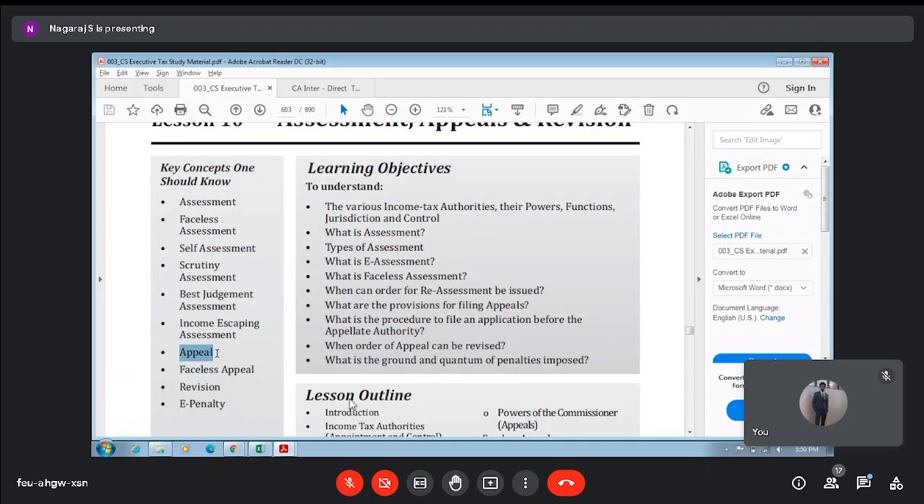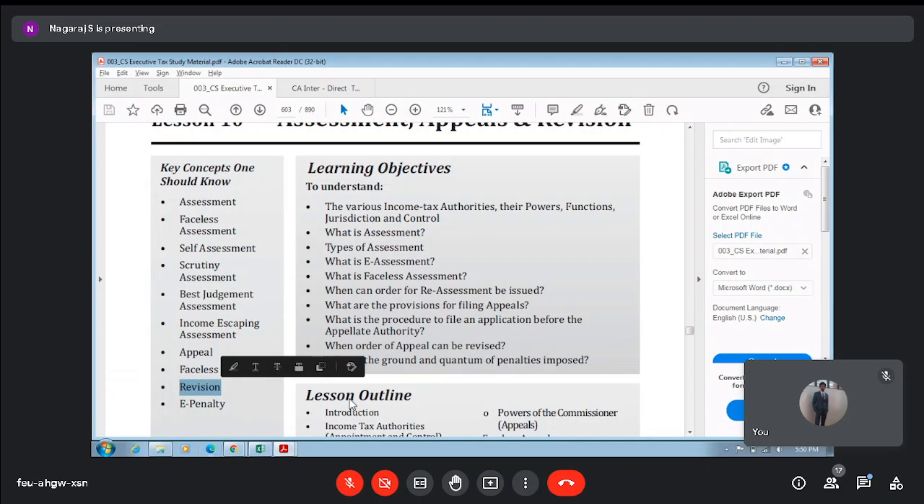You need to understand the time limit within which you need to apply for the appeals. To the Commissioner of Appeals, within how many days of the order do you need to apply? To the ITAT, within how many days of the Commissioner's order can you apply? Of the ITAT order, within how many days can you apply to the High Court? Of the High Court order, within how many days can you apply to the Supreme Court? You need to understand those time limits. That is purely theory. Okay, there is no calculation part, nothing. Theory you need to understand.